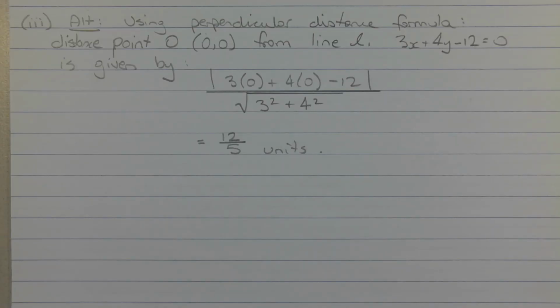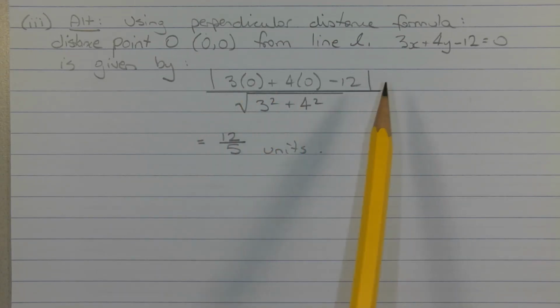An alternative way to find the perpendicular distance from point O, which has coordinates 0, 0, from line L1, which has equation 3x plus 4y minus 12 equals 0, is to use the perpendicular distance formula. So we have a point, 0, 0, and a line, 3x plus 4y minus 12 equals 0. So applying the perpendicular distance formula, we have in the numerator the absolute value of 3 times 0 plus 4 times 0 minus 12 over the square root of 3 squared plus 4 squared in the denominator.